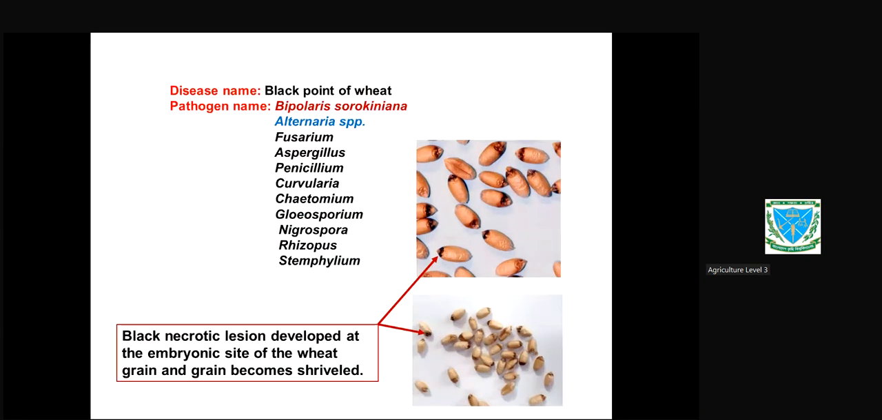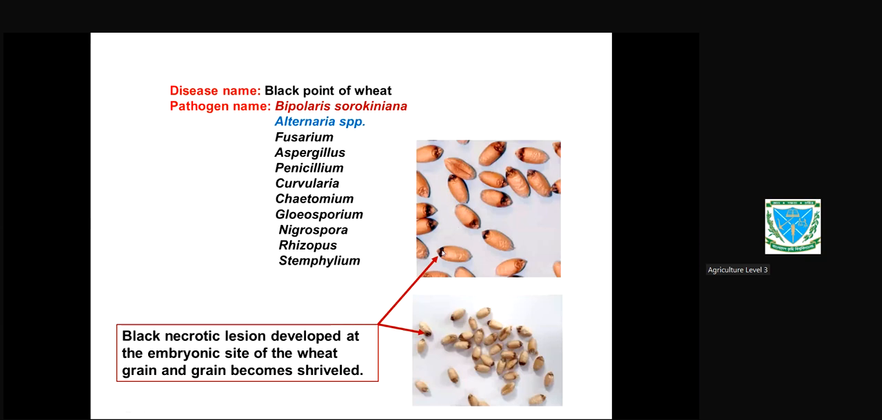তো দুইটা ফেজ, একটা হচ্ছে লিফ ব্লাইট ফেজ আর একটা হচ্ছে ব্ল্যাক পয়েন্ট ফেজ। যেটার সিম্পটম চাওয়া হবে সেটা পরীক্ষার খাতায় লিখতে হবে, এটা ভুল করা যাবে না. What is the pathogen? There are lots of pathogens that may be involved. Bipolaris sorokiniana is the leading organism, but there might be some other pathogens also present in the black pointed wheat seed, for example Alternaria, Fusarium, Aspergillus, Penicillium, Curvularia, Chaetomium, Gliocladium, Nigrospora, Stemphylium, all this.